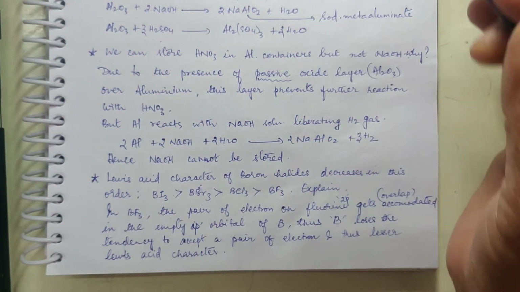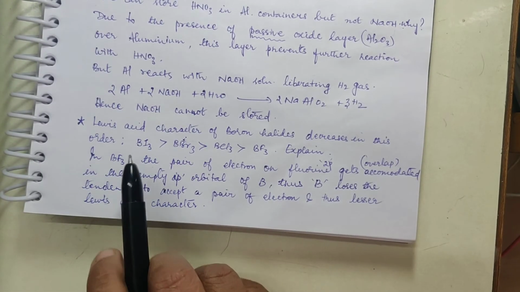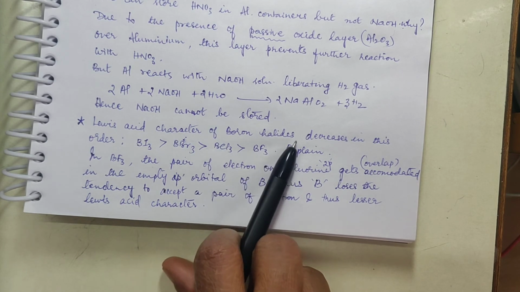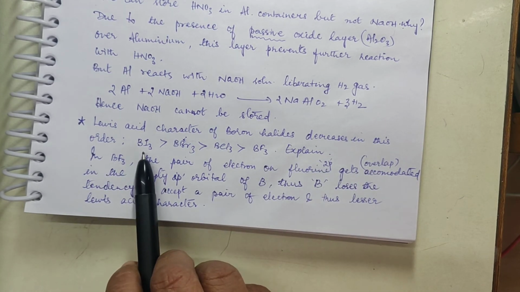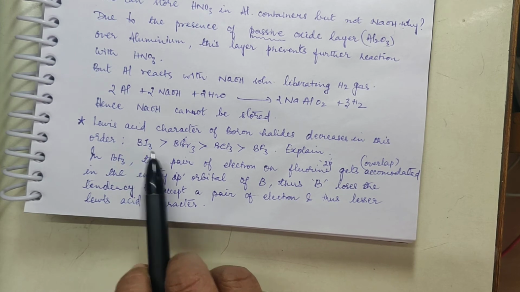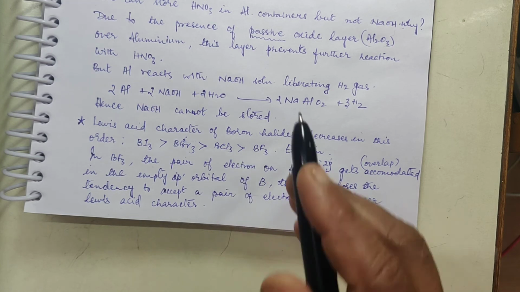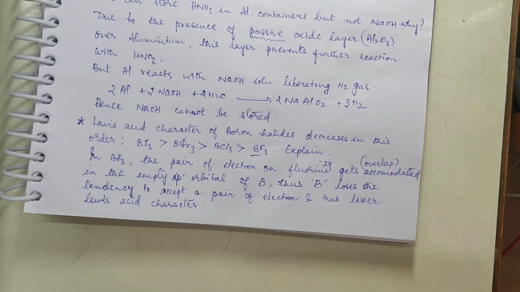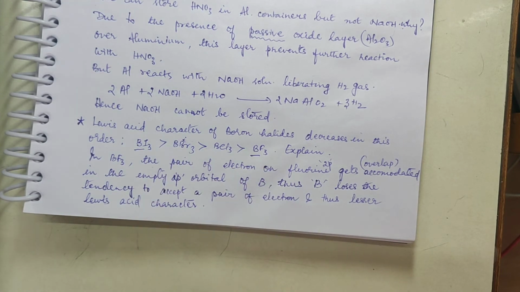Right? Okay. Now let's come to the next question, that is, Lewis acid character of boron halides decreases in this order. BI3 is more acidic than BBr3, than BCl3, than BF3. So BF3 is having the least Lewis acid character and BI3 is having the most Lewis acid character.